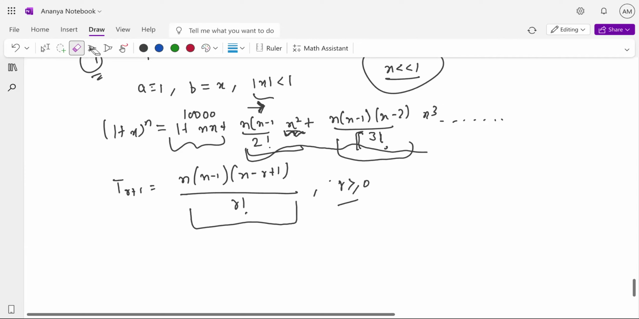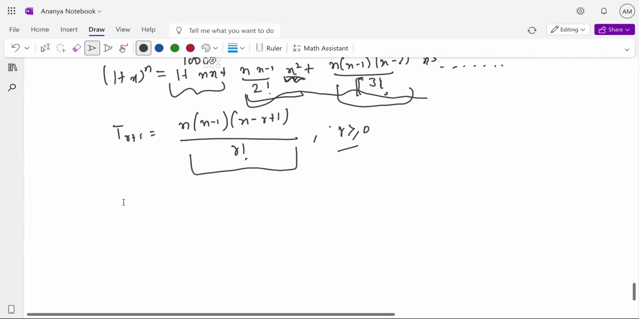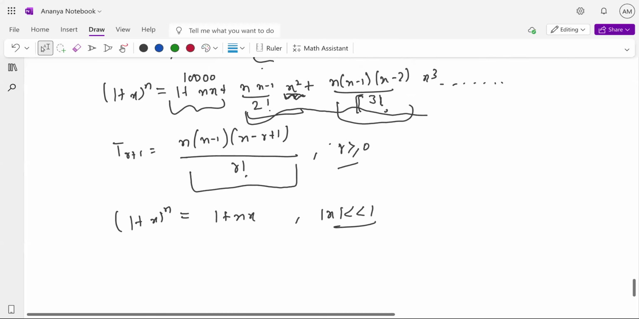Clear? Yes, sir. Okay, I'm not going into much deep derivation of it. So you can see I can rewrite this whole thing as 1 plus mx. The condition should be that the magnitude of x should be very, very much smaller than 1. Make sense? Yes, sir.